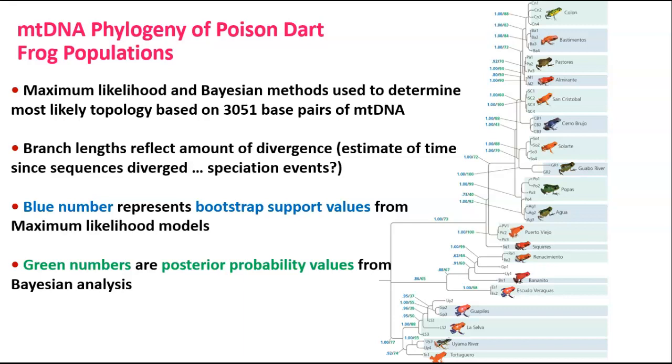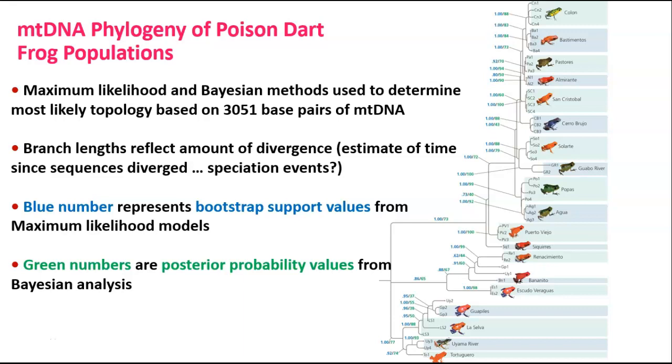So here, we're looking at a population level analysis within one species of poison dart frogs in Central South America. In this case, a 3,051 base pair sequence of mitochondrial DNA was used. And again, remember, mitochondrial DNA is often used for population level studies because it tends to evolve relatively quickly.